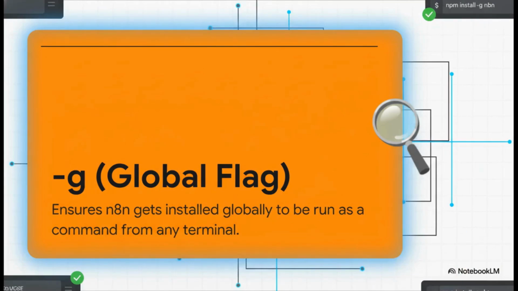Now, what's really interesting about this is that little -g at the end. That is the global flag. By using this flag, you're basically telling your computer to install n8n globally across your entire system, rather than just locking it into one specific project folder. This is a total game changer because it ensures you can run it as a simple command anywhere, from literally any terminal window you ever open in the future. It saves you from having to memorize specific folder paths and just makes your life a whole lot easier when you want to trigger your automations.